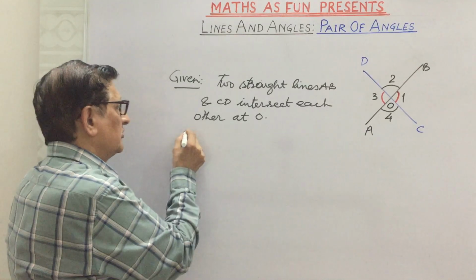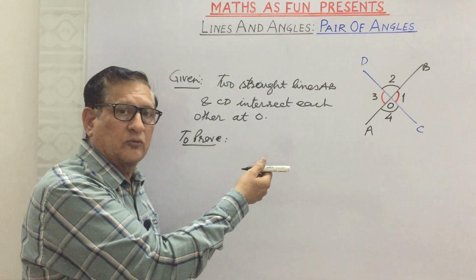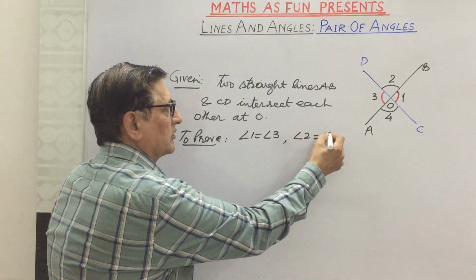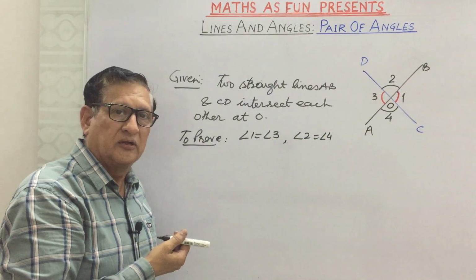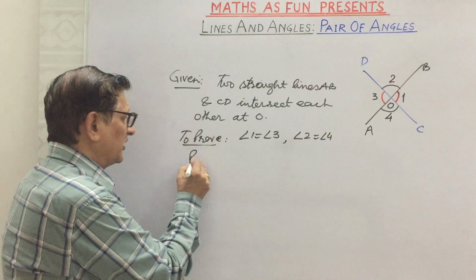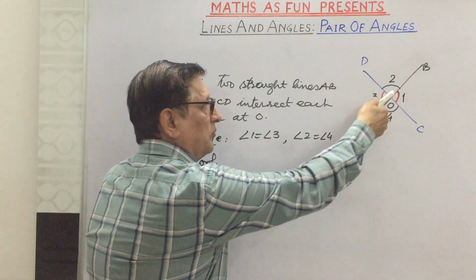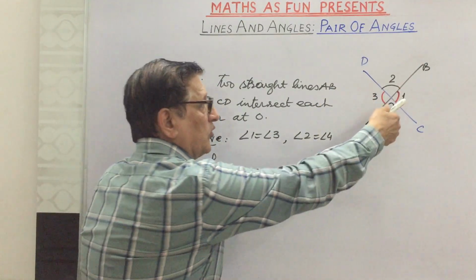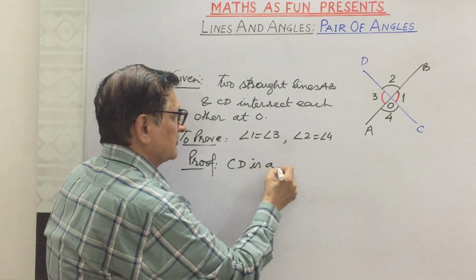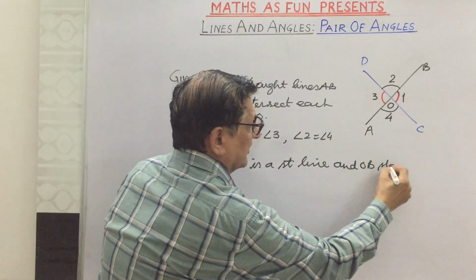What is to be proved? To prove, vertically opposite angles are equal. It means angle 1 is equal to angle 3 and angle 2 is equal to angle 4. This is what we have to prove. Construction. No construction is required in such theorem. So we write the proof only, and in that we know that CD is a straight line, OB stands on it. So angle 1 and 2 are forming a linear pair. CD is a straight line and OB stands on it.